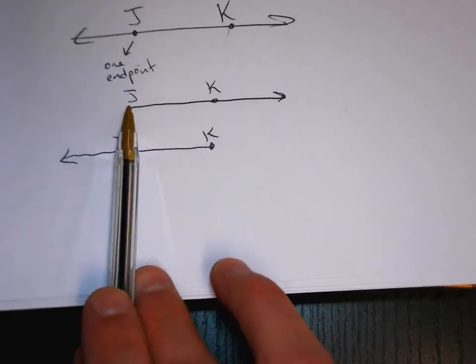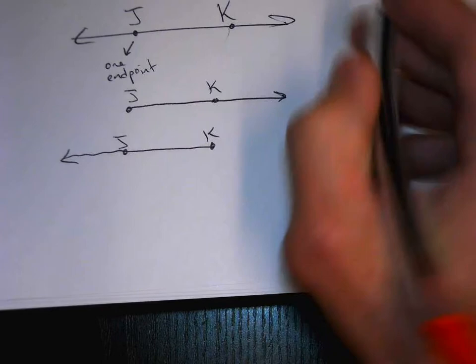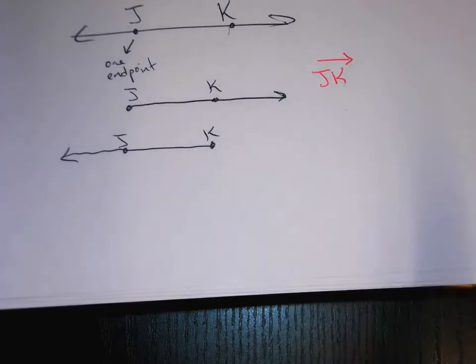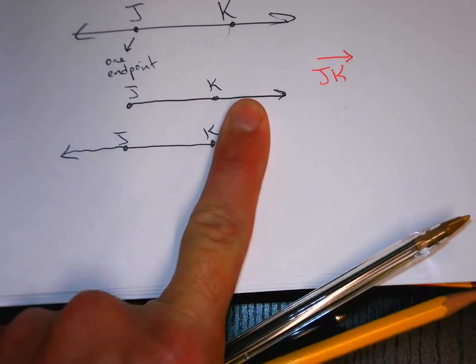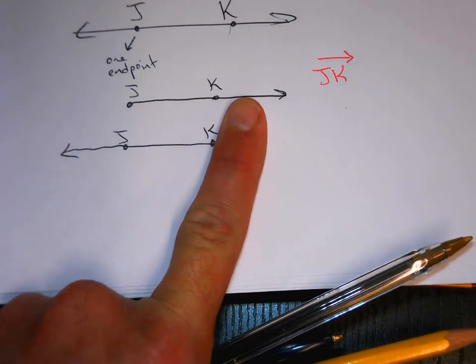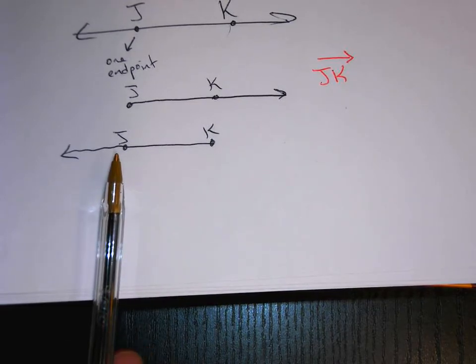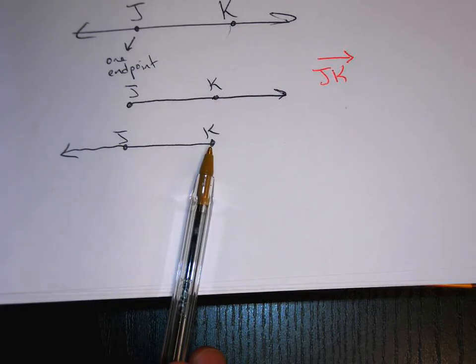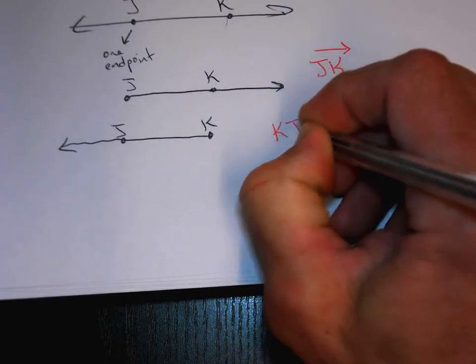So this particular ray here, this first one, can only be read from left to right. It can only be read JK. That is the only correct name for that particular ray. It cannot be called KJ because it's not going that direction. This ray down here can only be correctly named in one way. It can only be read from right to left. So this ray is called KJ.